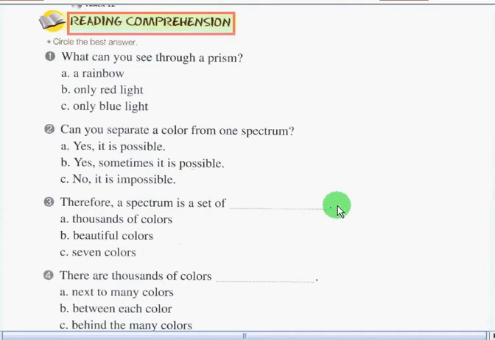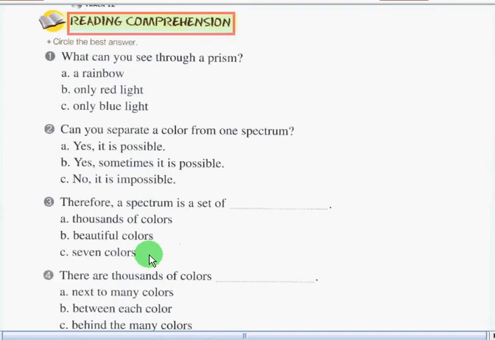And then, number 3. Therefore, a spectrum is a set of blank. Is it A, thousands of colors? B, beautiful colors? Or C, 7 colors?